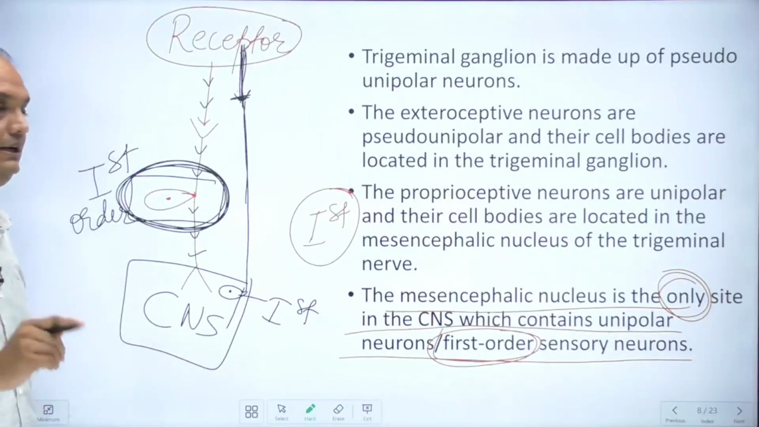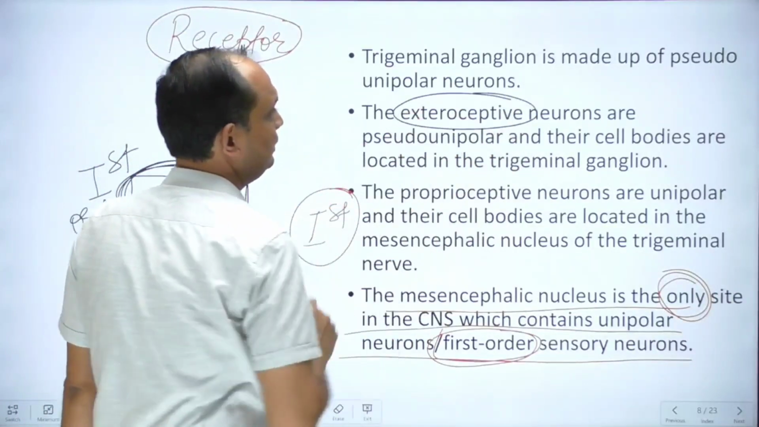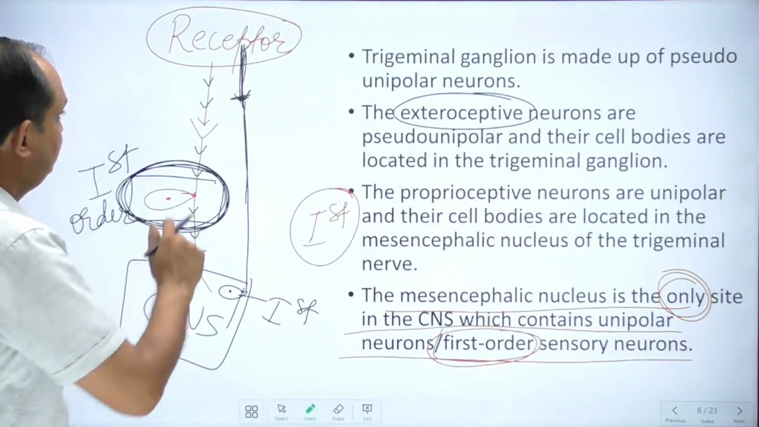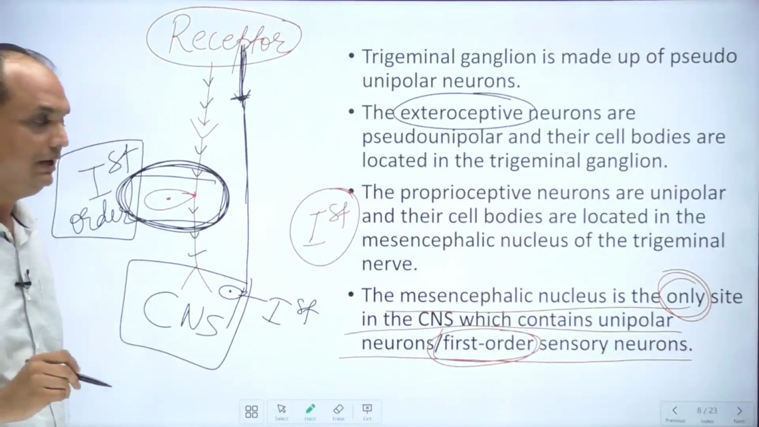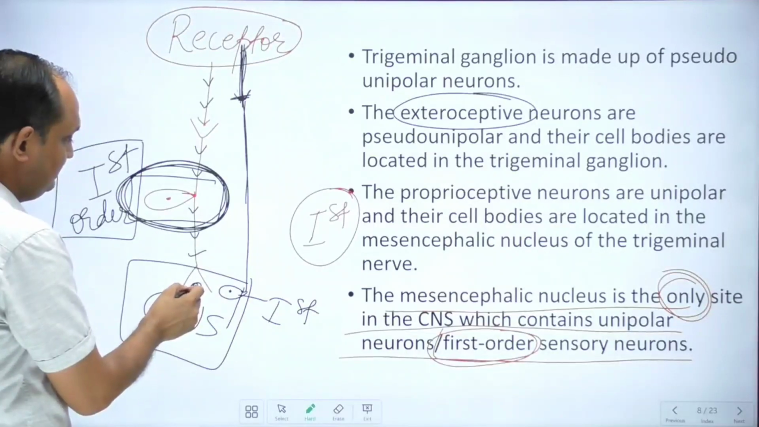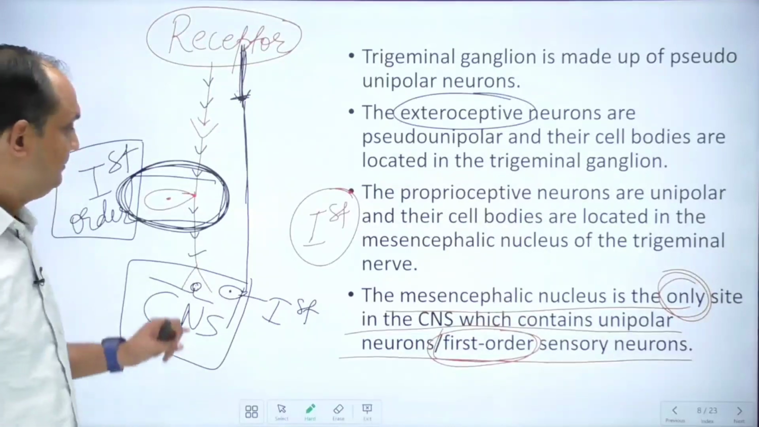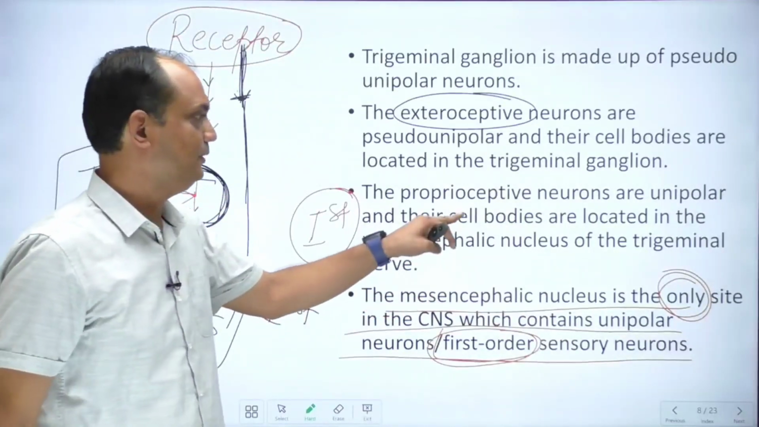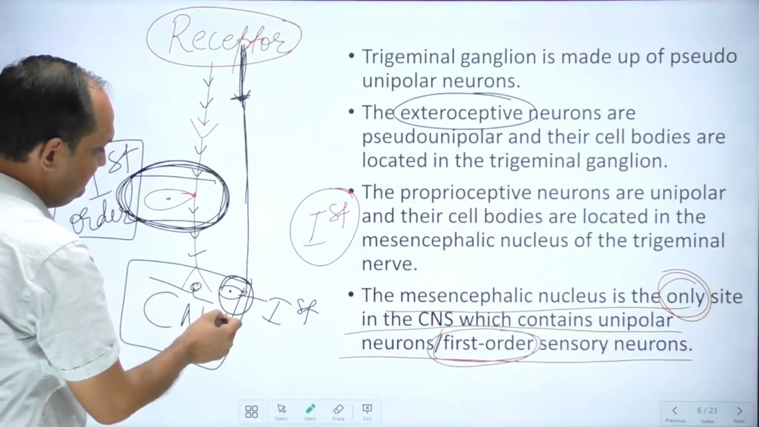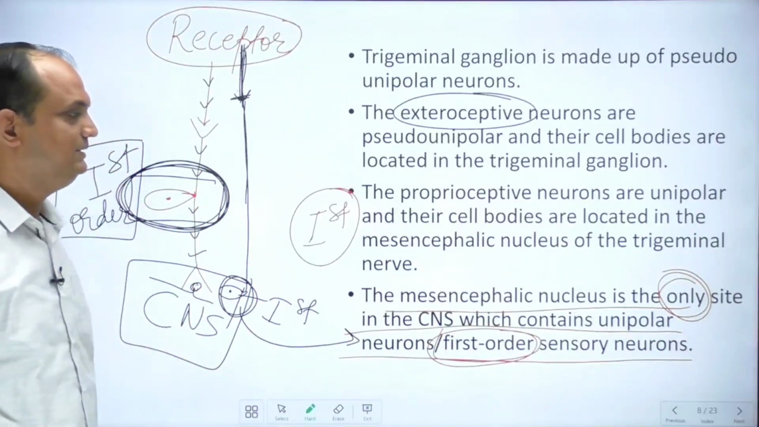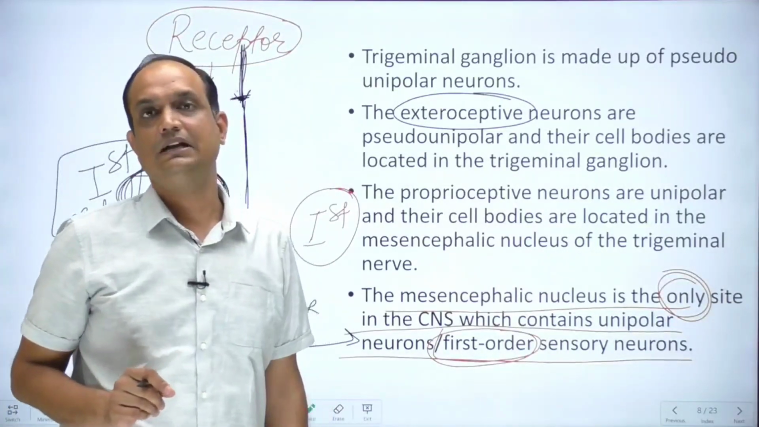So you have to understand that in case of exteroceptive neurons, for pain, touch and temperature, the fibers are first order neurons which are present in the trigeminal ganglia, and then they enter the central nervous system where they make a synapse with the fibers of second order neurons. But except for proprioception, where the fibers are first order because they are present in the mesencephalic nucleus, and this mesencephalic nucleus is the only example of a first order neuron in the central nervous system.